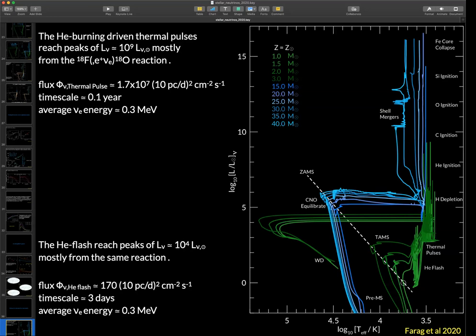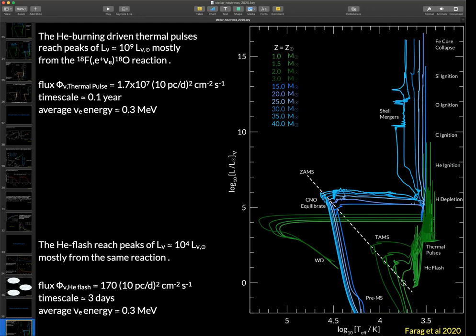The time scales for detecting these from low mass stars is about a tenth of a year. That's roughly how long a thermal pulse will last. A little model dependent there, but of order a tenth of a year. And the average energy, which is inside the detector, current detector technology, is about 0.3 MeV, right? Because we do detect these from the sun.